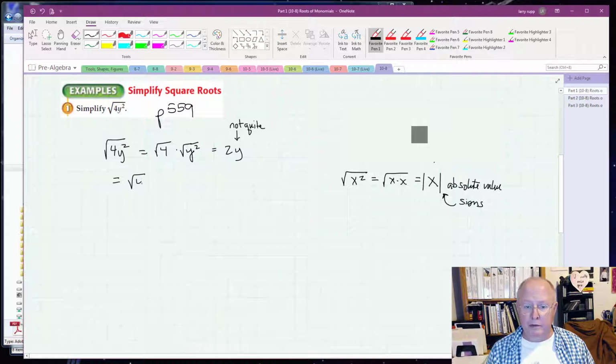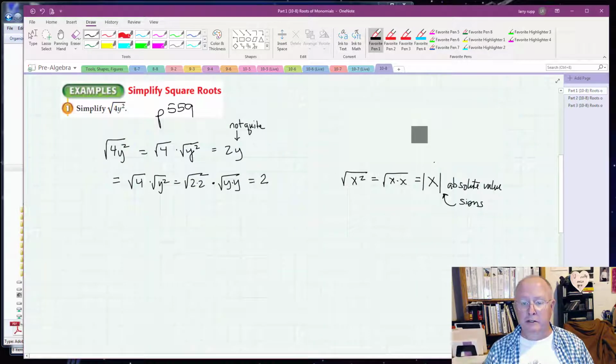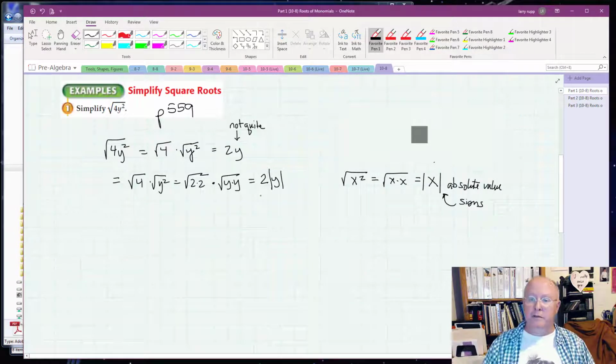So the square root of y squared gives you, let me rewrite that over here, okay? We have the square root of 4 times the square root of y squared. So then the square root of 4 becomes the square root of 2 times 2 times the square root of y times y. The square root of 2 times 2, well, that's the two things multiplied together. That becomes just the 2. And the y times the y becomes just the y. But since we don't know whether they're positive or negative, we have to use absolute value signs to force it to be positive.